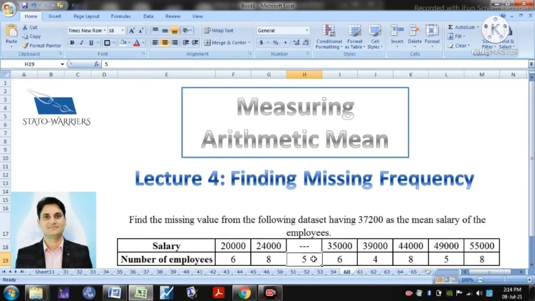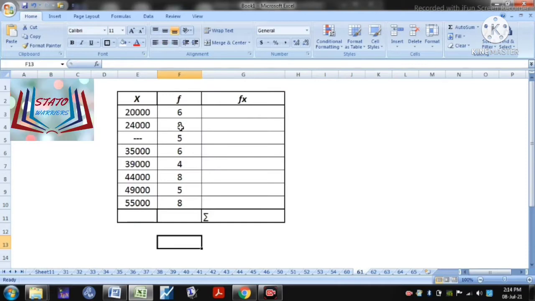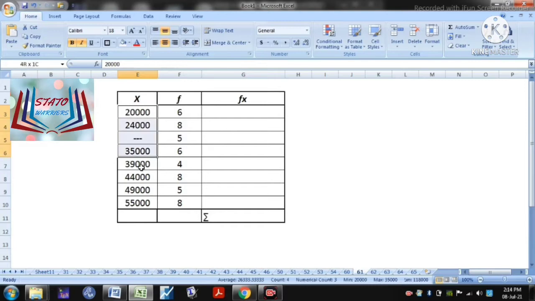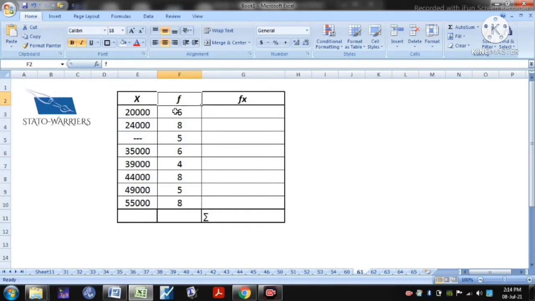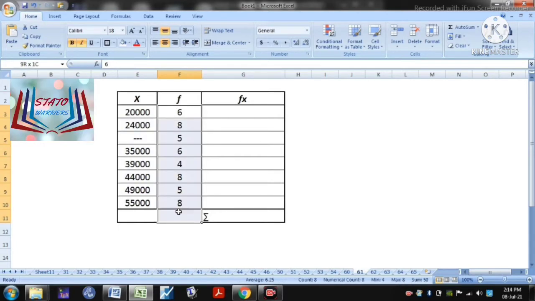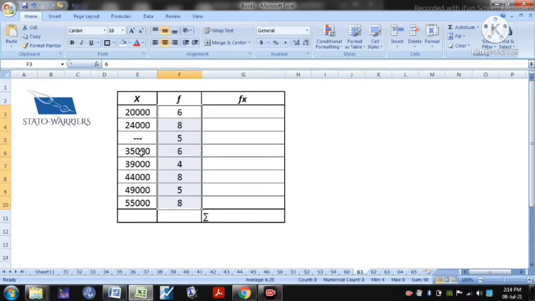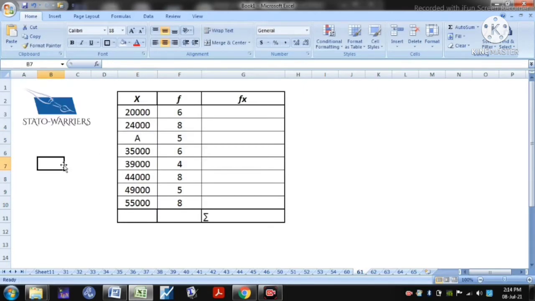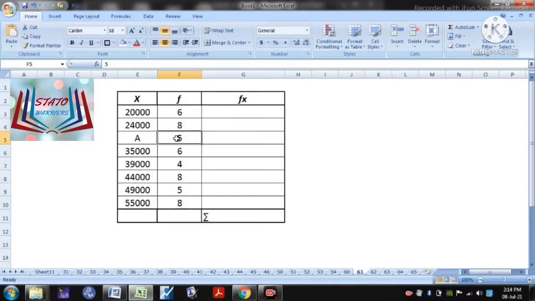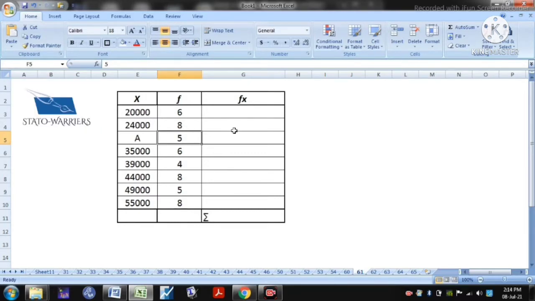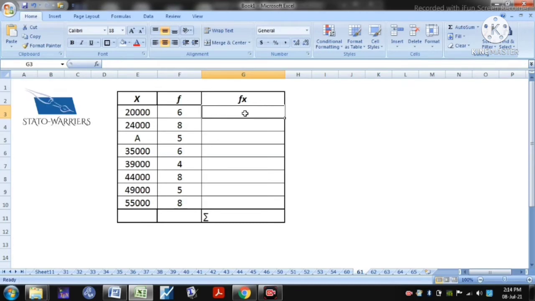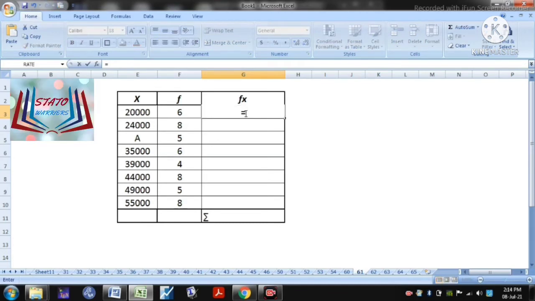So to do so, we will convert this question into this form. X is the average mean salary and F is the frequency, meaning the number of employees who are getting these salaries correspondingly, right? So let us assume a as the average salary which these 5 employees are getting. We are using the direct method here, and if you remember the formula of the direct method, we need to calculate the summation fx. So for that we need to calculate the fx first.